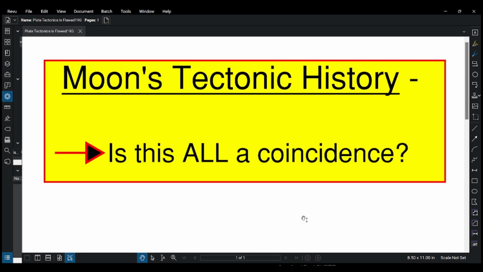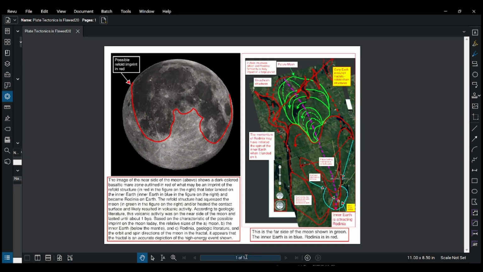Okay, here's something really interesting. So put on your seatbelt. Okay, the Moon's tectonic history. Is this all a coincidence? I don't think so, and you'll see why. Okay, what we've got here is something really interesting, and I believe it to be true. I don't think it's a coincidence.